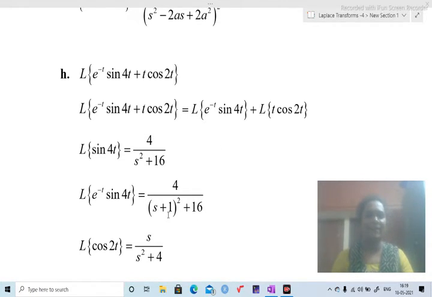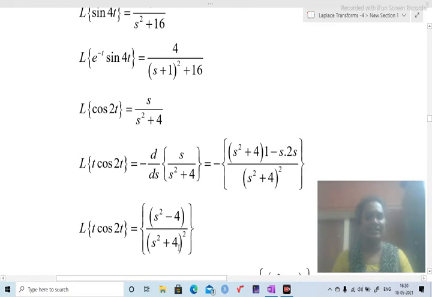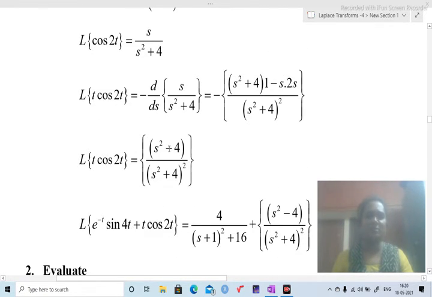Next, Laplace transform of cos 2t equals s by s square plus 4. Then Laplace transform of t into cos 2t equals minus d by ds of s by s square plus 4. The minus I am keeping aside. Again I am doing the u by v formula and simplify. Then I am going to get the Laplace transform of t into cos 2t like this.